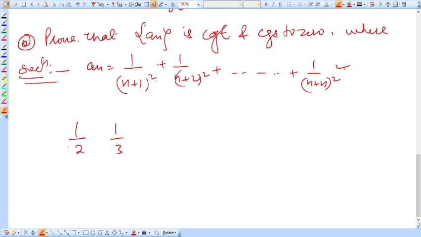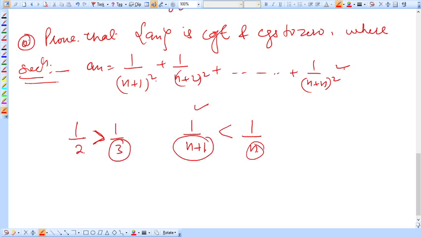Whatever number has the greater denominator, that number will always be the smaller number. Similarly here, if you take 1 by n plus 1 and on the other side you take 1 by n, obviously this would be the smaller number because its denominator is greater, and this would be greater. But if you write n plus n instead, then this number will be smaller than this.